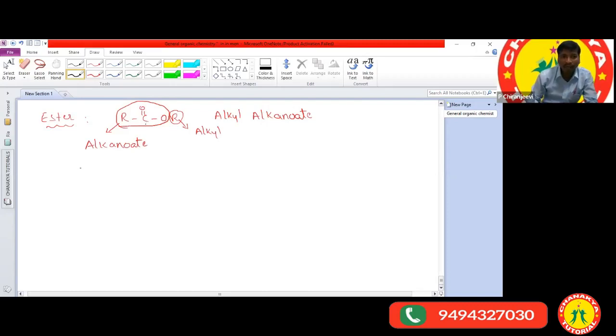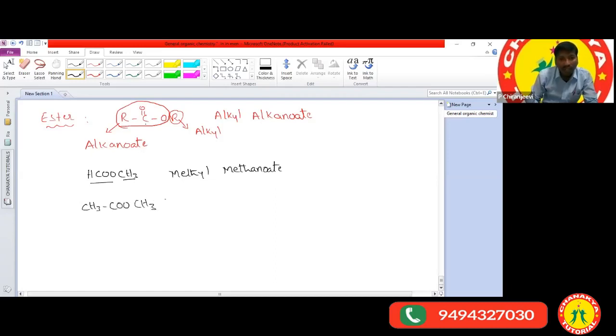For example, first I write HCOOCH3. What is the IUPAC name of this one? Methyl methanoate. This is the alkyl group, and this is the ester functional group. According to that, I am writing methyl methanoate.